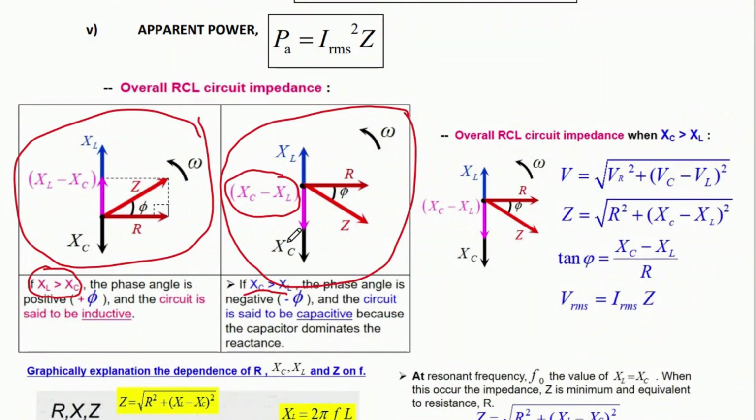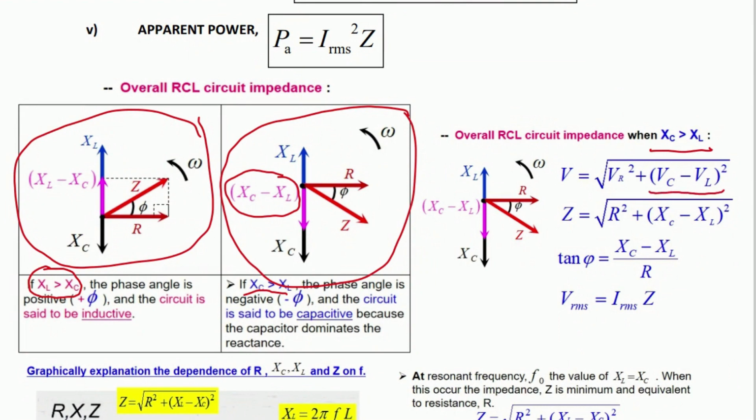If XC is larger than XL, the circuit is said to be capacitive, or more capacitive, yeah. This one is more inductive, and this one is more capacitive.